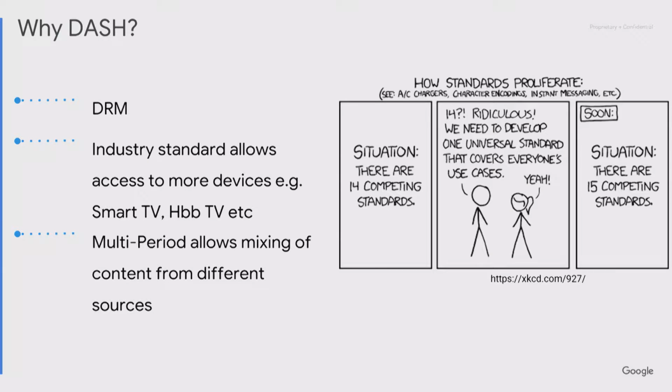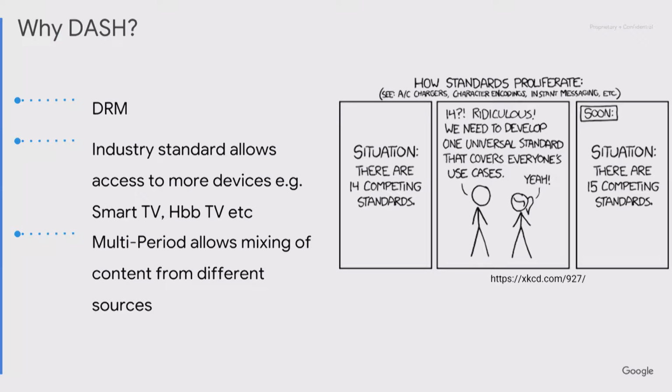So why did we choose to do Dash? We were primarily an HLS shop when we started, and about 3 years ago, we got a lot of interest from publishers saying that they wanted to invest in Dash, and the primary reason that they told us was the use of DRM. So DRM is a primary driver for Dash in many, many scenarios.